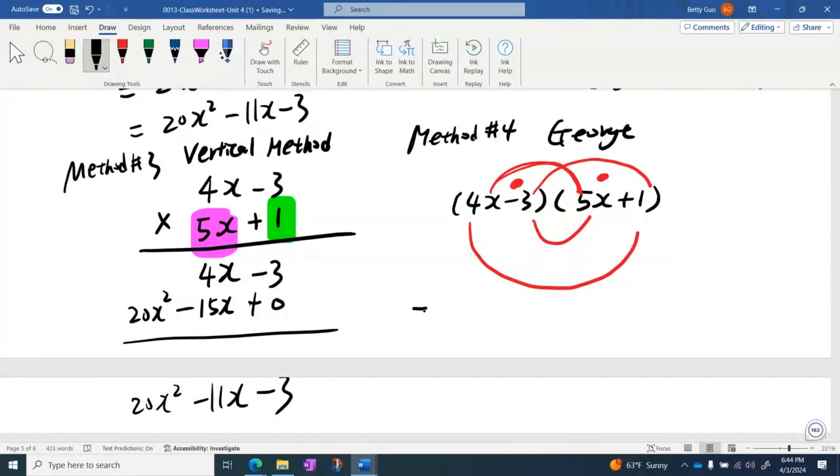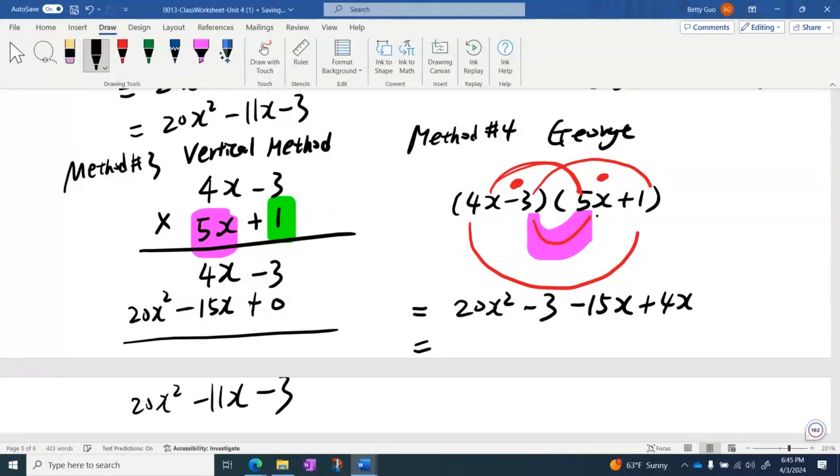Let's see, how do we apply the George method? George's left eyebrow is 4x times 5x, 20x squared. Right eyebrow, negative 3 times 1, negative 3. His mouth or nose, I don't really know which it is. Negative 3 times 5x, negative 15x. And then the chin of the boy is 4x times 1, so 4x.